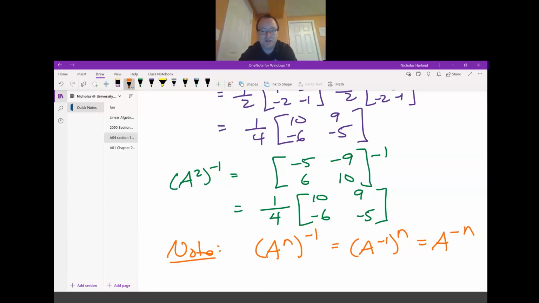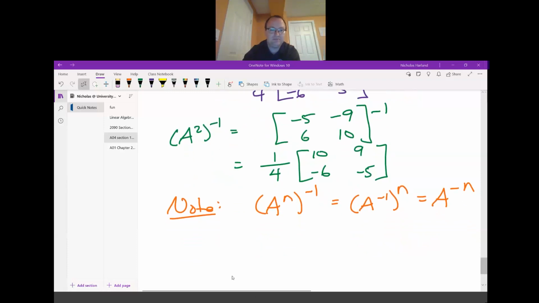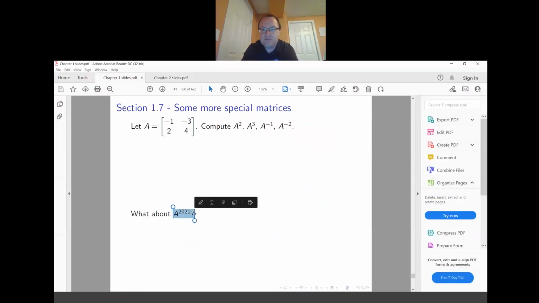All right, integers though. Still sticking with integers. We're not going to do anything beyond integers. All right, so A to this random number that has no meaning, A to the 2021. This is technically a bit premature, but it is something we're going to see.